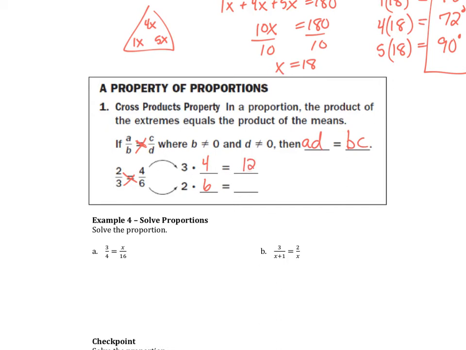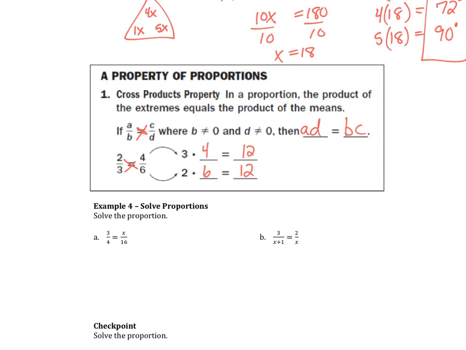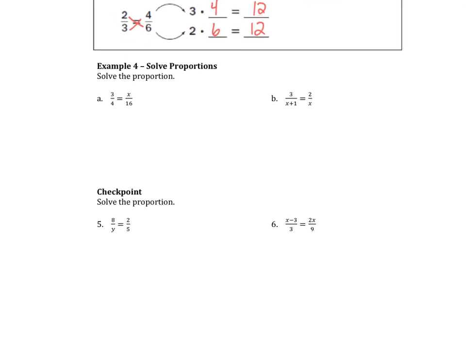So notice both of these are 12. So they're going to be equal to each other. 2 times 6 is 12, 3 times 4 is 12. And that's all this is saying. So this is why we can do cross multiplication. And we get to an example.